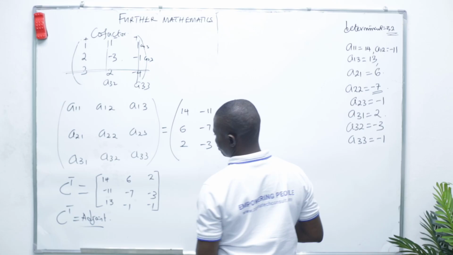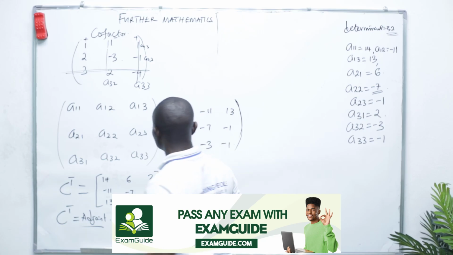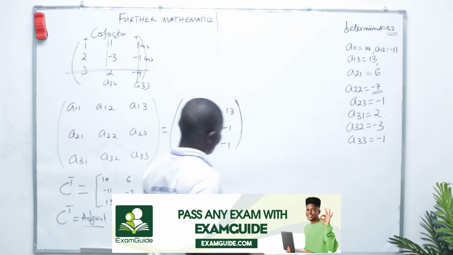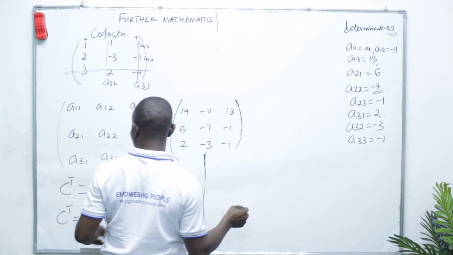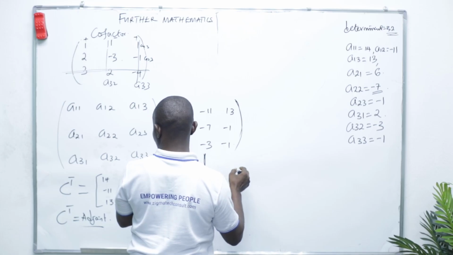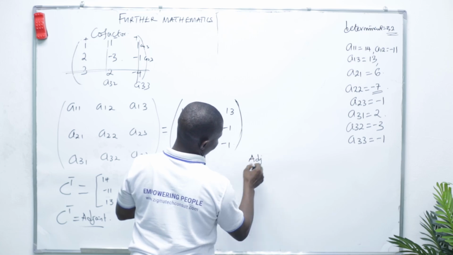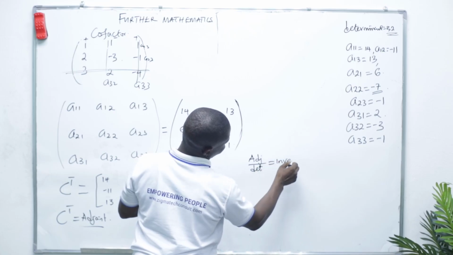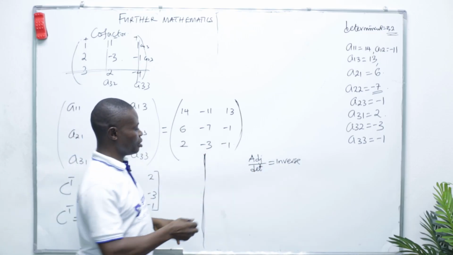If we have our determinant, we are very close to the final solution. So what will happen now? Let's use this space by saying adjoint all over determinant equals inverse. Adjoint divided by determinant equals inverse of matrix.